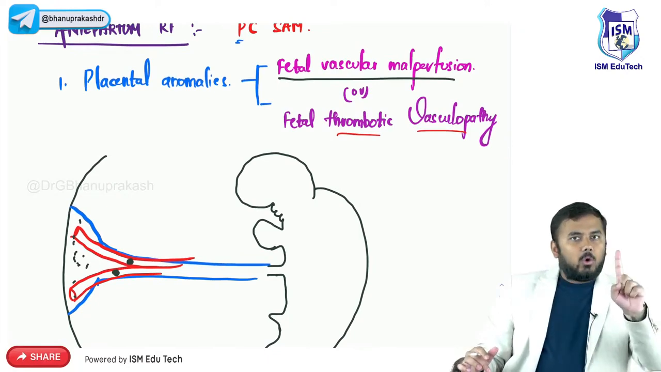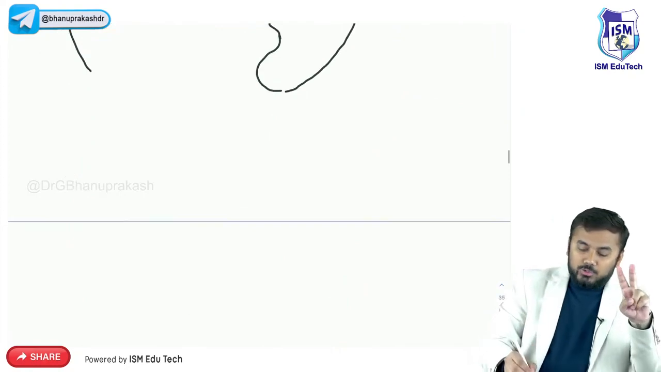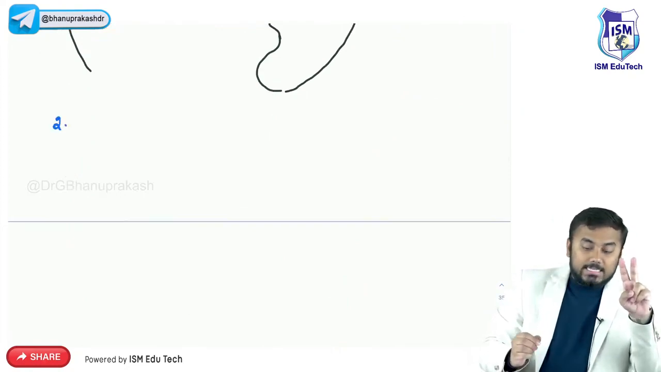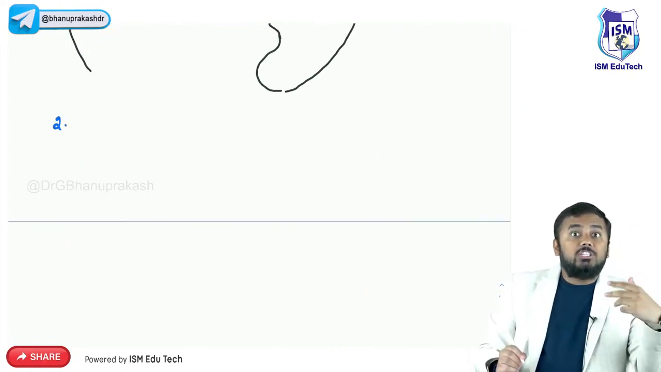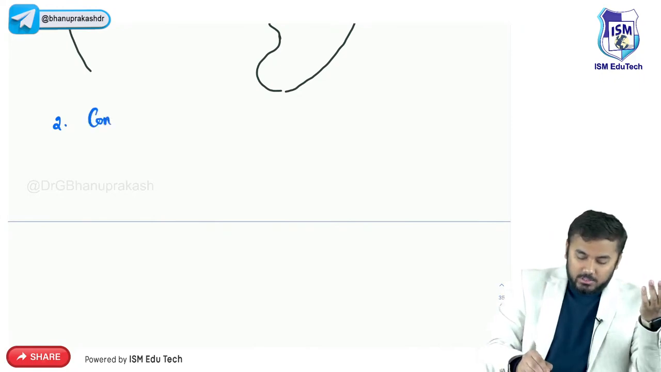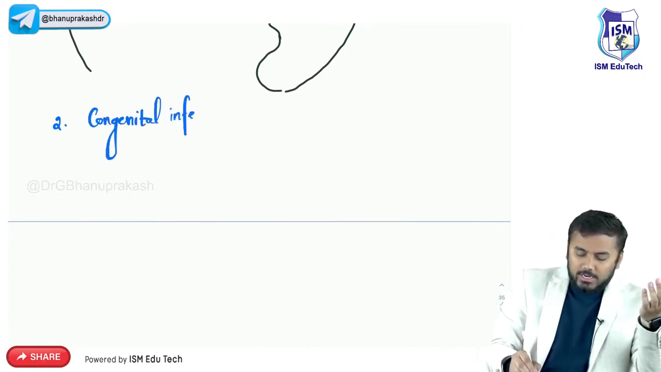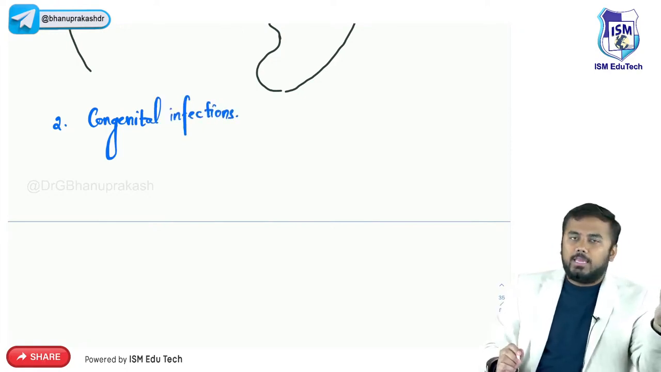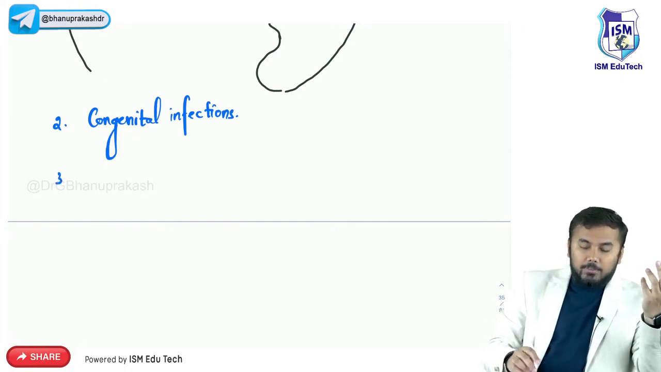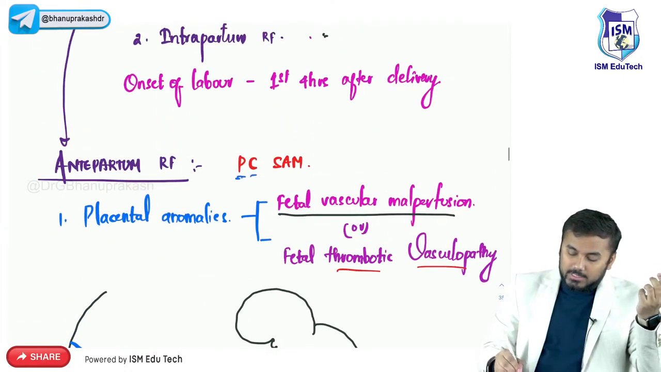Right. So one is done, placental anomalies. Now the second, what is the second important thing? The second important thing is congenital infections. Okay? Congenital infections. So any kind of congenital infection can lead to a reduced blood supply to the fetus. Isn't it? After congenital infections, P and C are done. Look, PC is done.